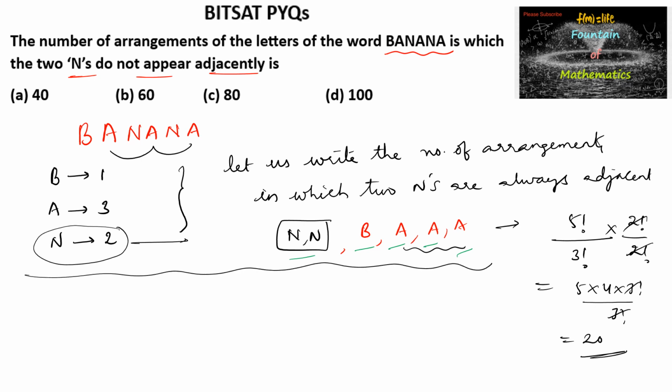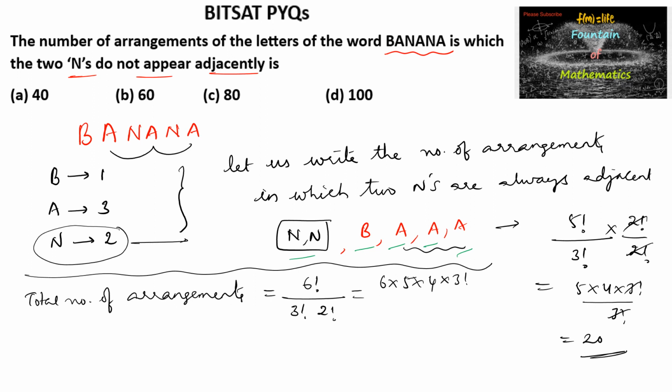without any condition, the total number of arrangements can be given as: 3 plus 1 is 4, 4 plus 2 is 6, so 6 letters are there. 6 factorial upon 3 factorial into 2 factorial, since A is repeated 3 times and N is repeated 2 times. So we can write 6 into 5 into 4 into 3 factorial divided by 3 factorial into 2 factorial. So 3 factorial gets cancelled, and 2 factorial is 2. 5 twos are 10, 10 sixes are 60.